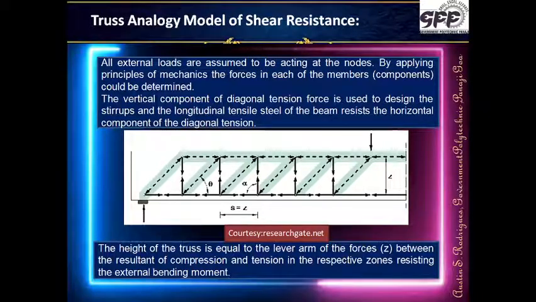The moment was generated between the T, capital T, that is the tensile force resultant, and the capital C, that is the compression force resultant. The distance between these two resultants is the lever arm. So this distance is very important. The distance between this point and this point is the lever arm. So the height of the truss is equal to the lever arm between the two forces, that is the compressive force and the tensile force.